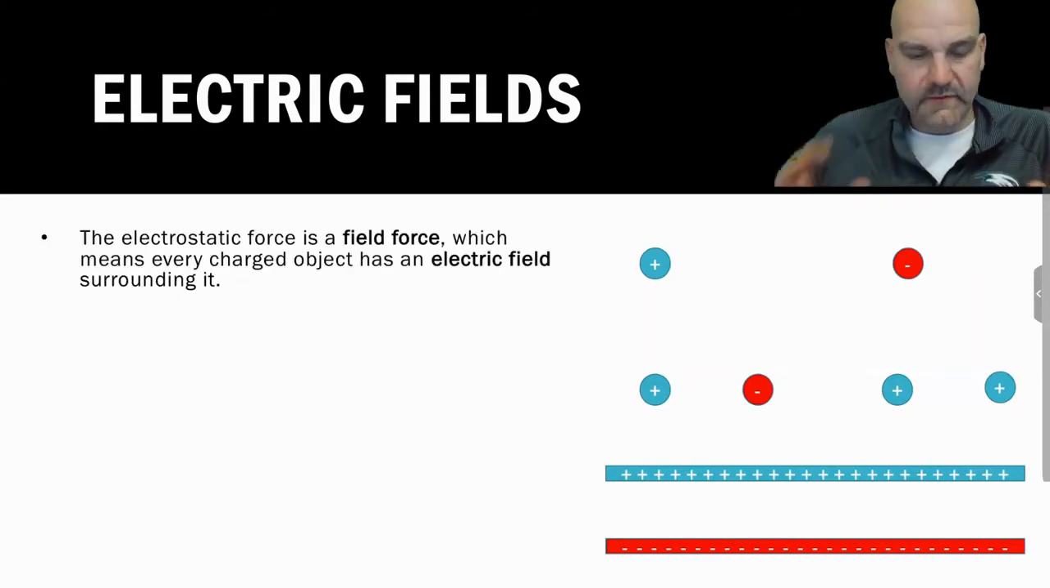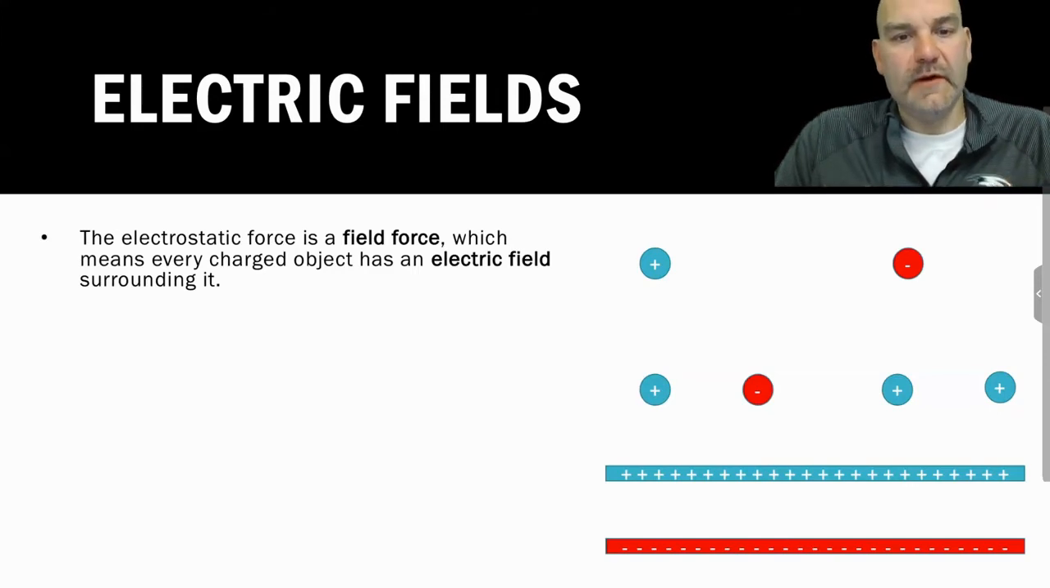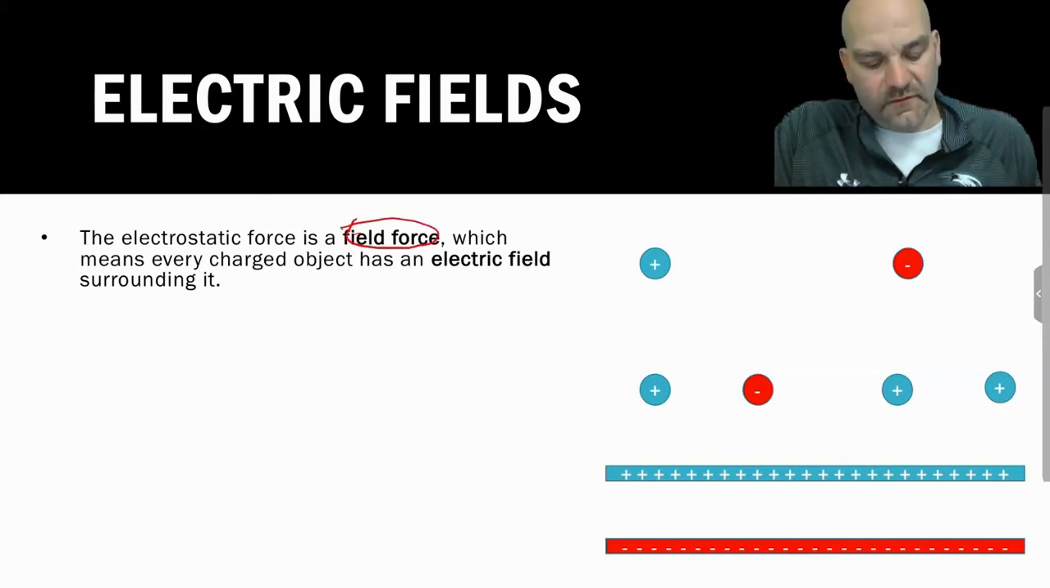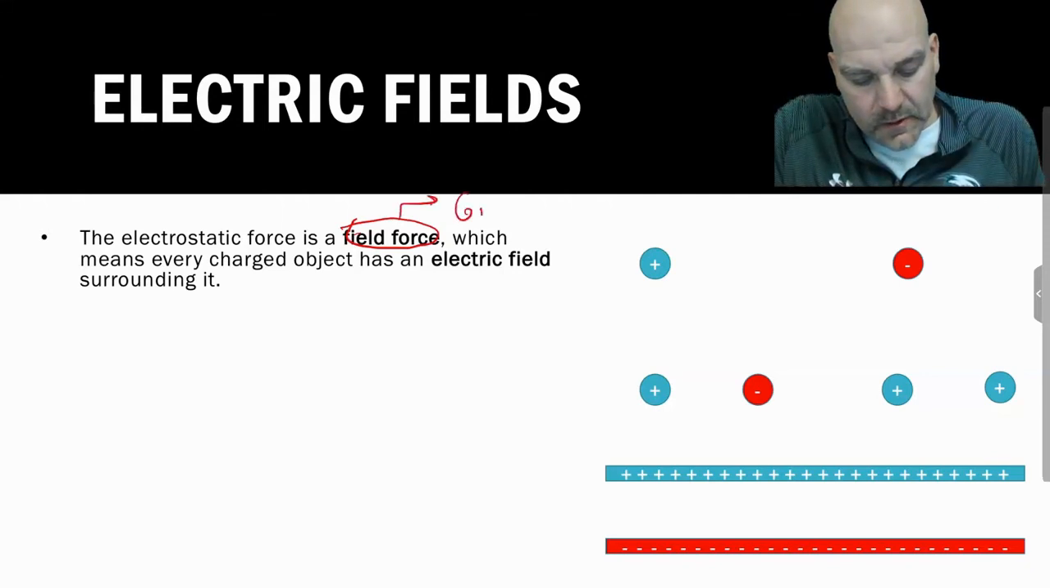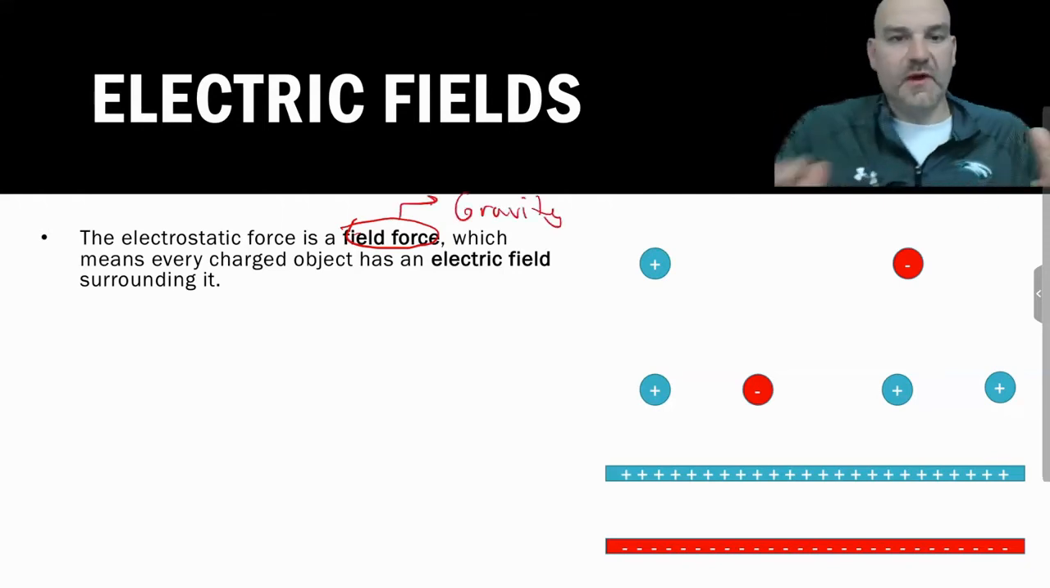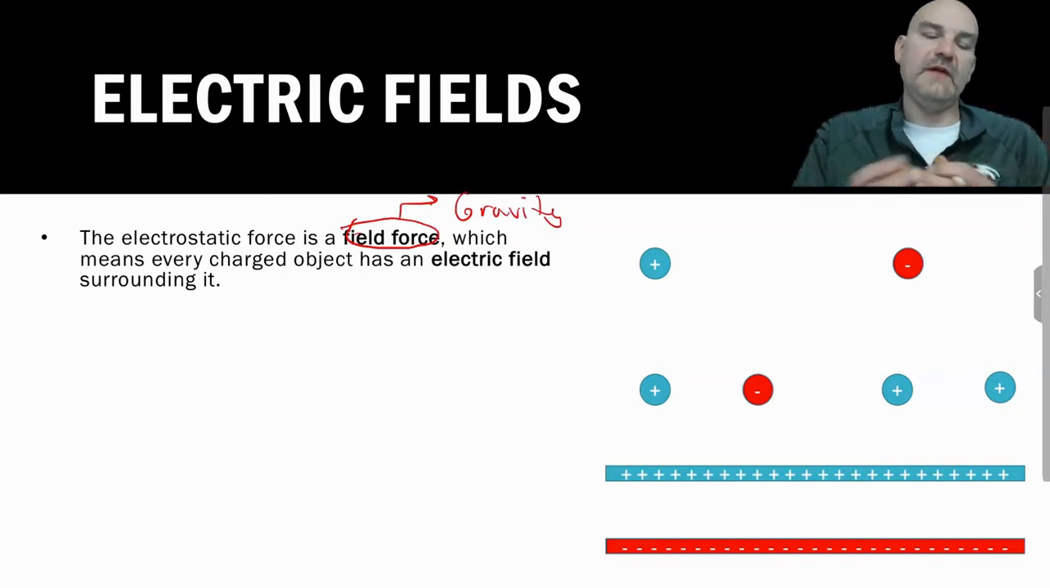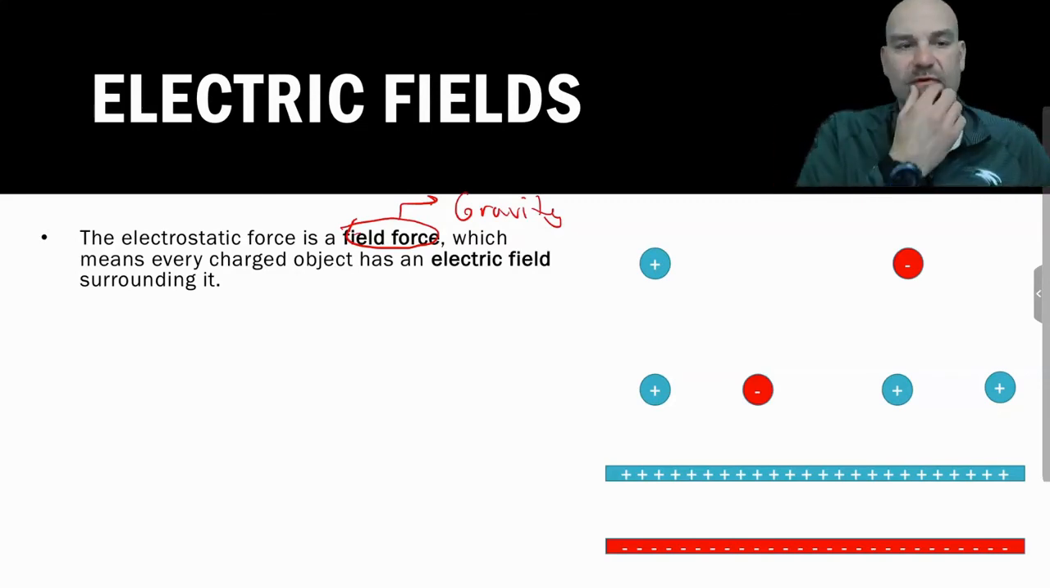One thing to note is that whenever you have a charged particle, it will have this three-dimensional electric field that surrounds it. And that force that we talked about from Coulomb's force, the electrostatic force, is a field force. Gravity is our other field force. Remember, electrostatic force and gravity have a parallel in how they behave. The only difference is electrostatic force can be attractive or repulsive, where gravity is only attractive.